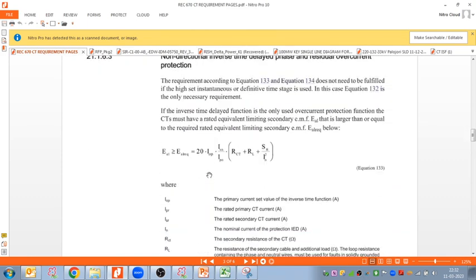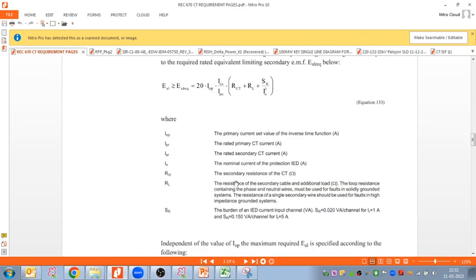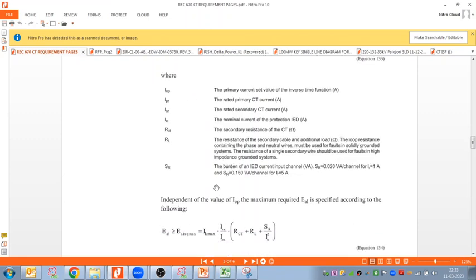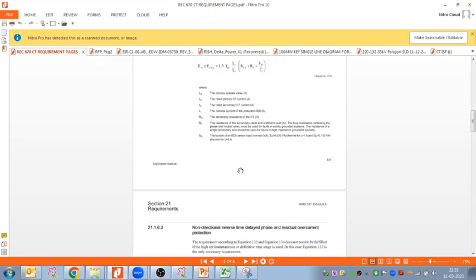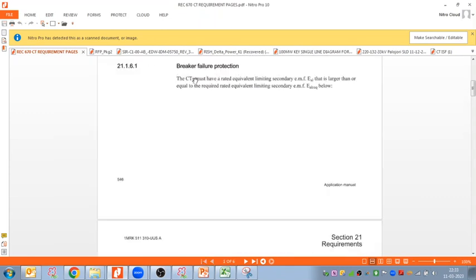Anyway, the formula is going to change. I will check what is IOP, primary operate. It is the primary current set value of the inverse time function, that is, how much value we set to operate the relay. So that is my primary operate value. Now if you see, the relay function is also changed. Okay, so let us see the breaker failure protection.